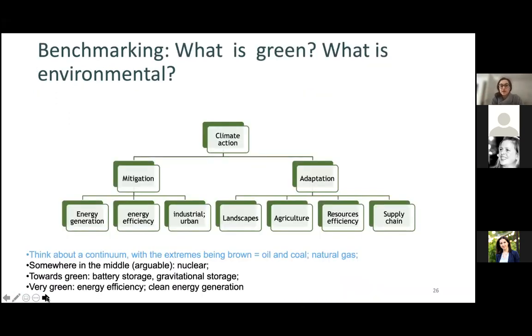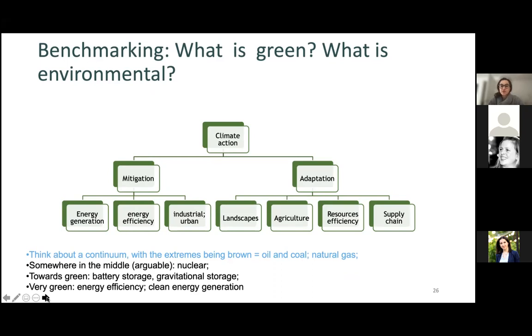So first of all, a quick and perhaps gross subdivision of what is climate action. When you work with funds such as the Green Climate Fund, for example, you will see that they split between mitigation and adaptation. Mitigation includes certain activities, some of which are very clear-cut: energy generation, energy efficiency, storage, for example, energy efficiency in industry, in urban spaces, greening of cities, greening of transportation, greening of systems in general.